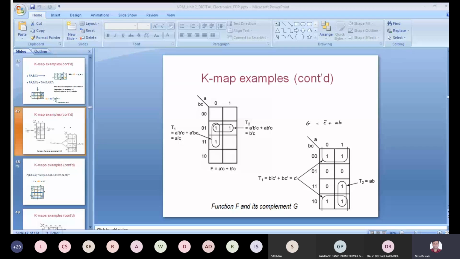Okay. Then two problems we will solve for the 4 variable K-map, and then we will switch to the next topic, that is don't care condition. After that we will again solve some examples. Now the 4 variable equation I will give you in the chat box. You can just follow that.